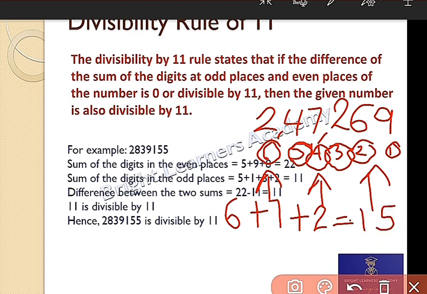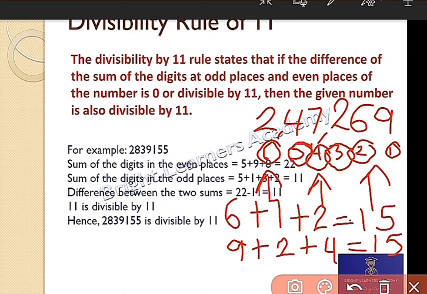Now add the numbers which are at odd places, the first, third and fifth place. In first place there is 9, so I will write 9 here. In third place it is 2, I will write 2. And at fifth place there is 4. Now I have to find the sum of 9, 2 and 4, and that is also 15. So the second step is done.